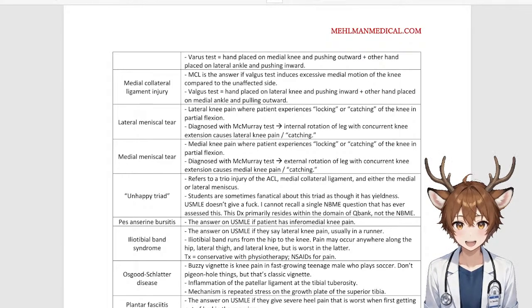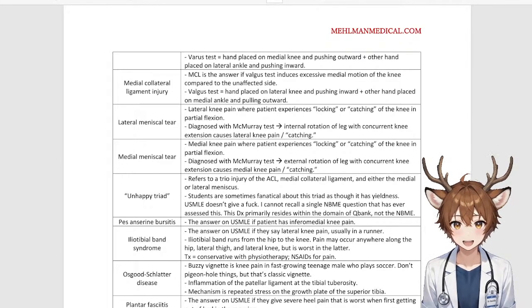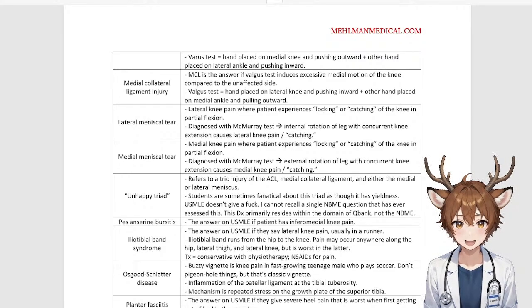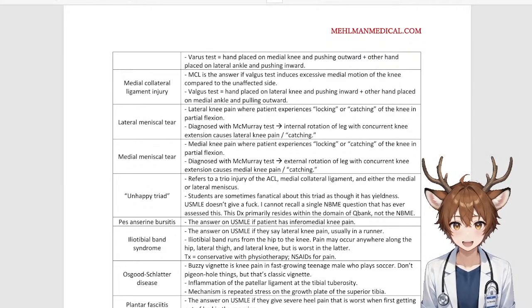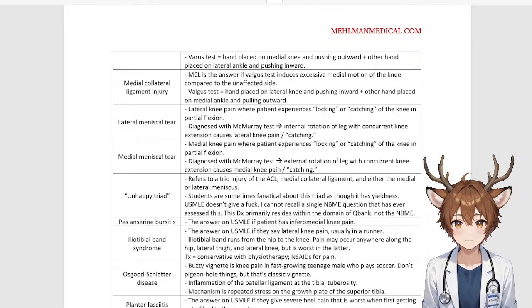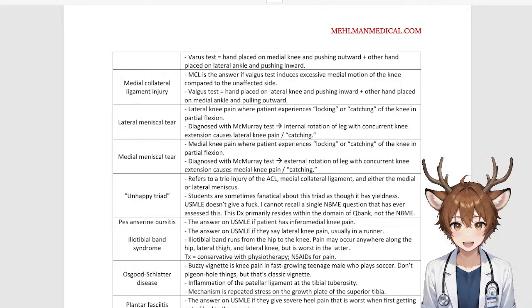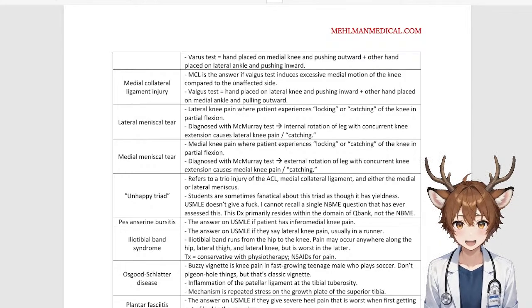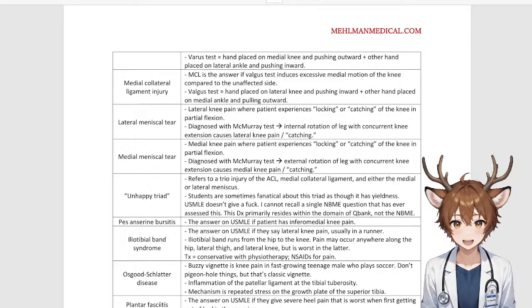Medial meniscal tear: medial knee pain where the patient experiences locking or catching of the knee in partial flexion. Diagnosed with the McMurray test: external rotation of the knee with concurrent extension causes the knee pain or catching. So in these cases of meniscal tears, it's not so much that there's a displacement issue, it's that pain is induced when you put them in a certain presentation.